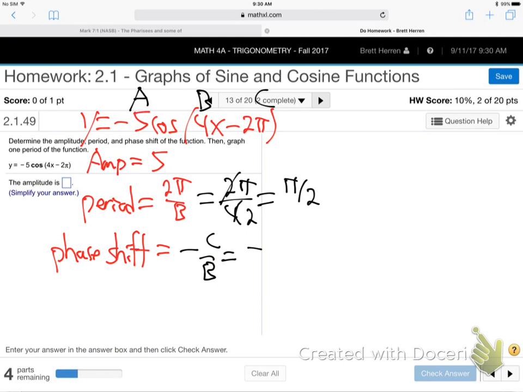Okay, now the phase shift is negative c over b. So it's negative. What is c? It's this whole thing, negative 2 pi. So it's negative of negative 2 pi, which will be positive, right, as you know, over b, which is 4. Everybody seeing that so far?